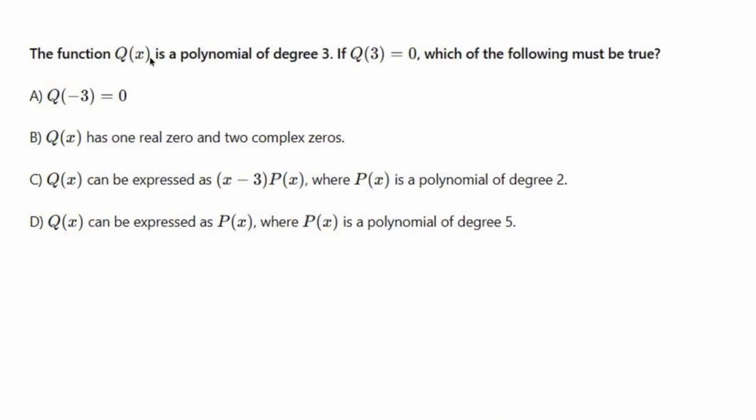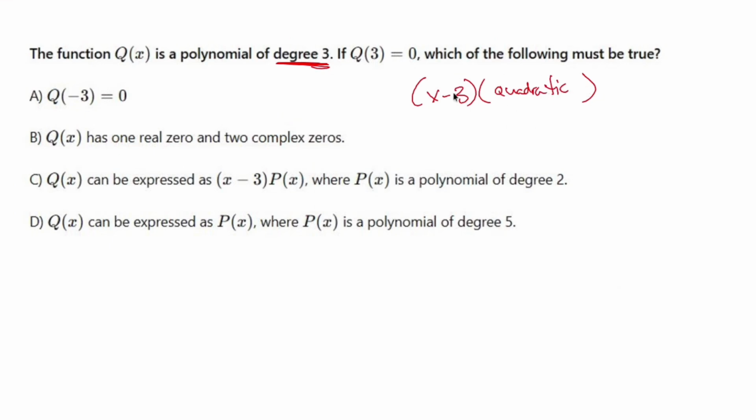The function q of x is a polynomial of degree 3. If q of 3 is 0, that means if I plug in 3, which of the following must be true? Well, if I plug in 3, that means I have a factor of x minus 3 living in this polynomial. I know that it's degree 3, it's cubic. So if I have a factor of x minus 3, that means there's some type of quadratic going on in here.